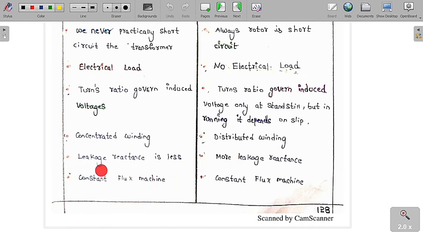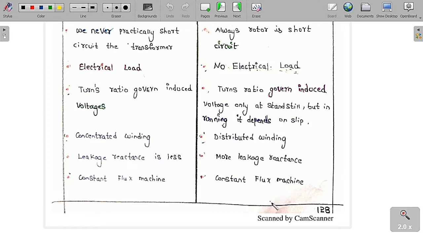And in the transformer, the leakage flux is very less, so therefore the leakage reactance is very less. Whereas in the induction motor, the leakage flux is very high, so therefore we get more leakage reactance. And basically the transformer is a constant flux machine, and the induction motor is also a constant flux machine.